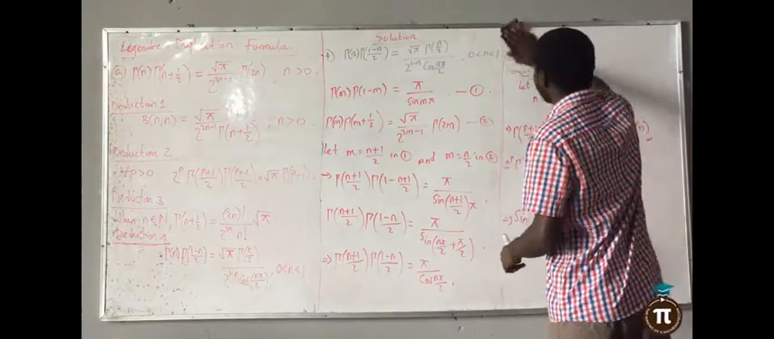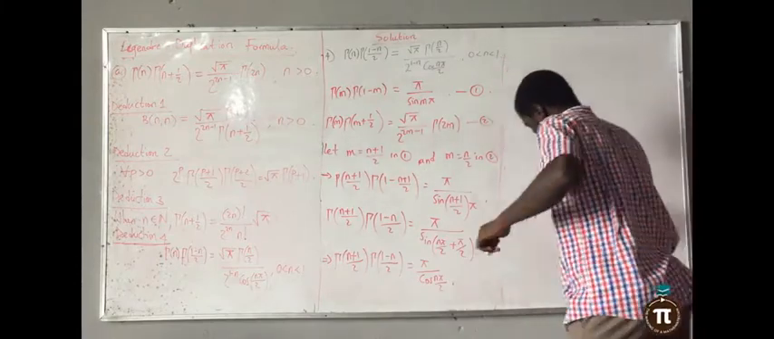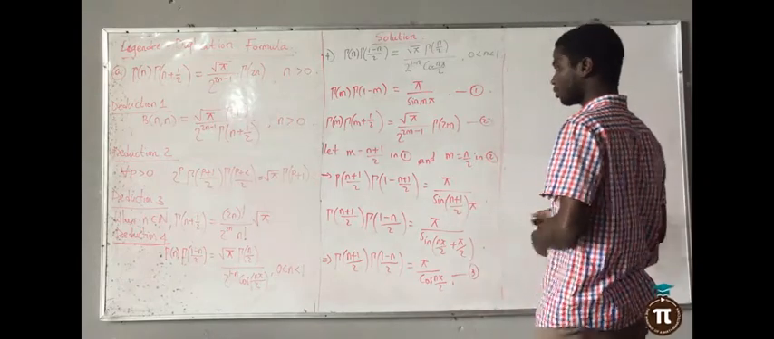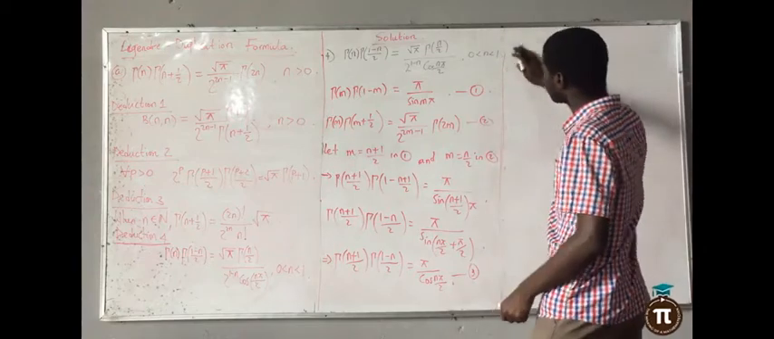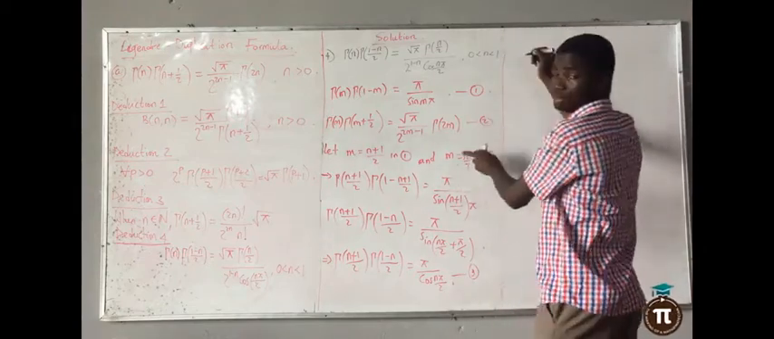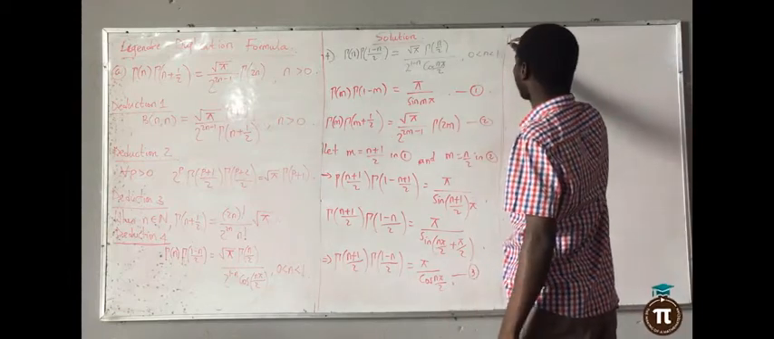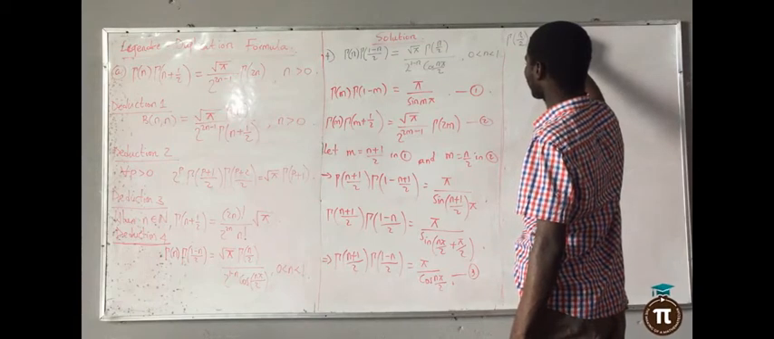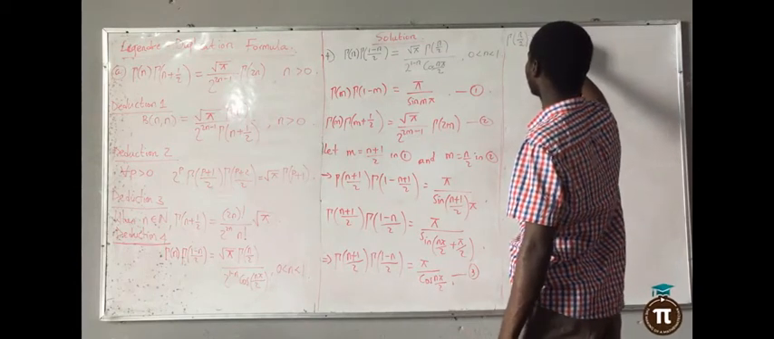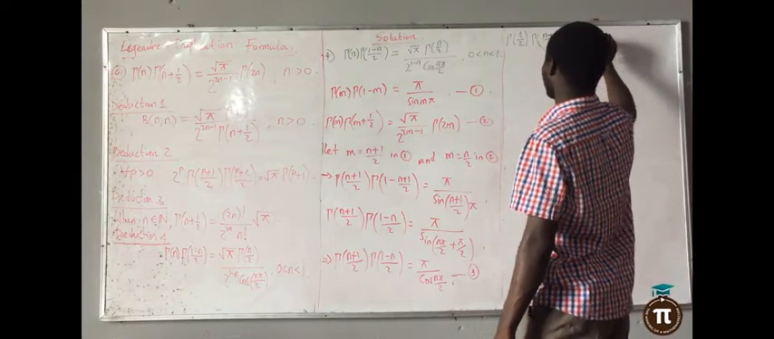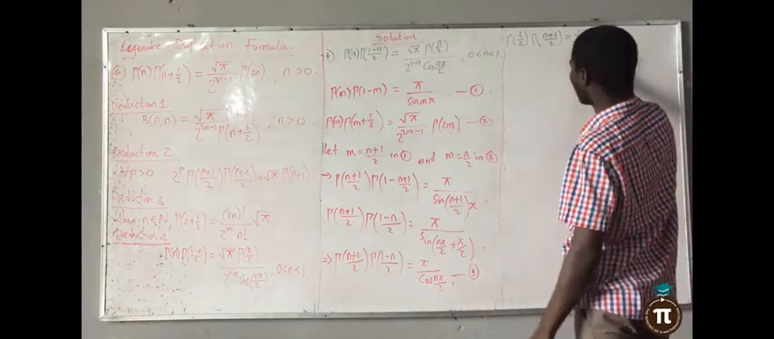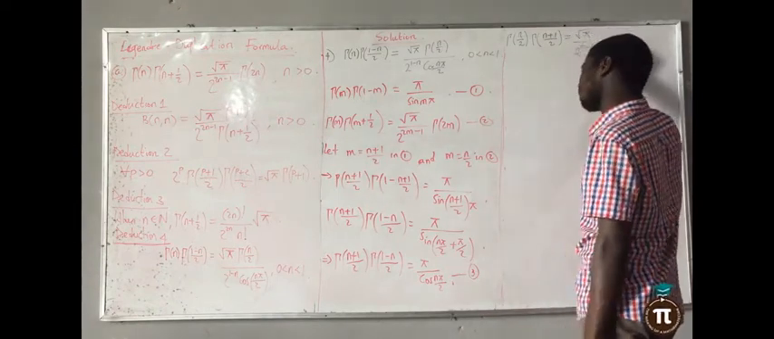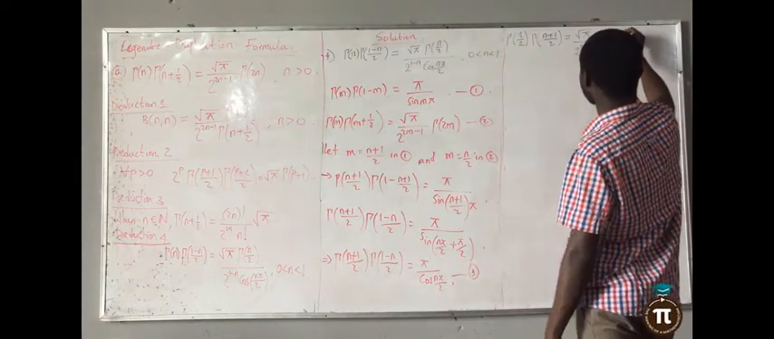Let me call this equation 3. Now let's come to the second equation. I said let m be equal to n over 2 in the second equation. So this is gamma of n over 2, gamma of n over 2 plus 1 over 2, that's n plus 1 over 2, is equal to root pi over 2 raised to the power of n minus 1, gamma of n as well.